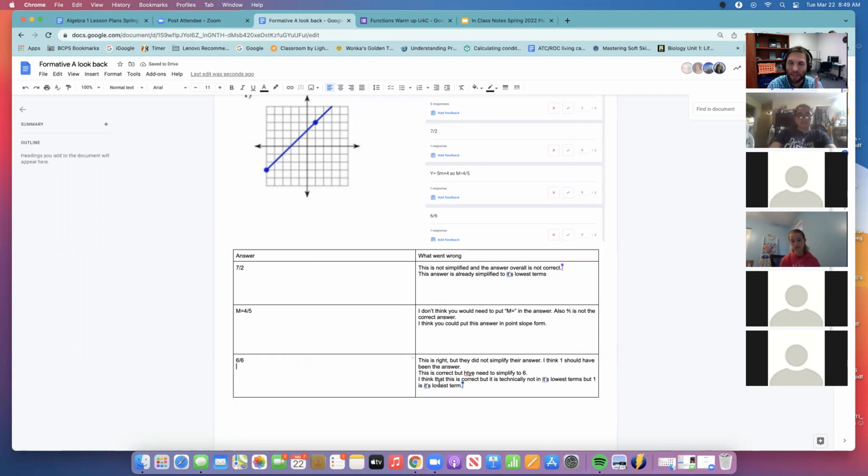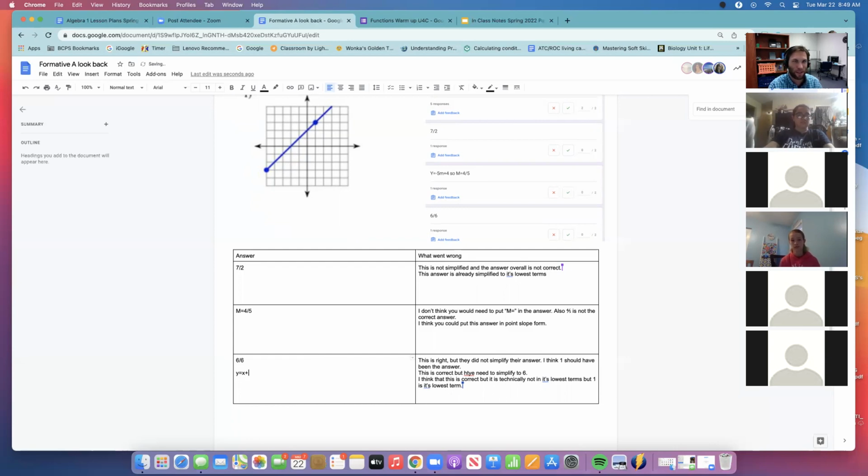6/6 is correct, but I don't even want to go back in the form and change it to correct. I want you to go back and change it, because if you see 6/6, you should know that that's 1 divided by 1, which is really equal to 1. And should you even put that? I mean, at that point, it should be just y equals x plus whatever.